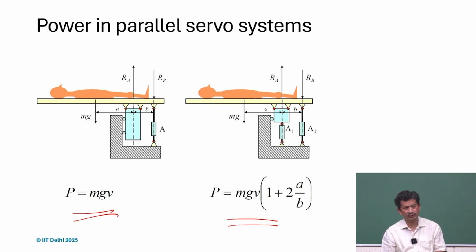So in the first case it is simply mg times v, but in the second case it is mgv times (1 plus 2A by B). So this is the extra term we are getting. So I think one has to be very careful when we are designing systems, and we have to always check whether it's giving us any advantage. So we should be aware of that.